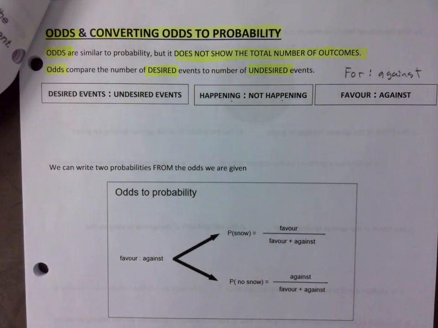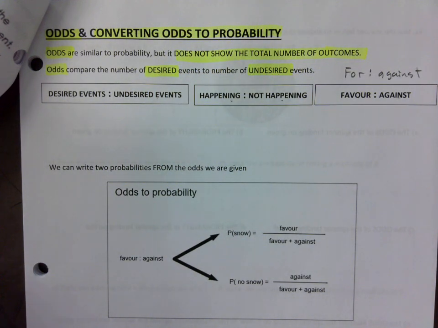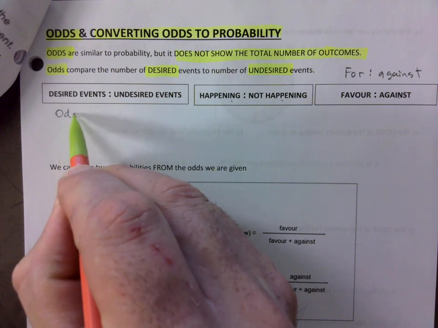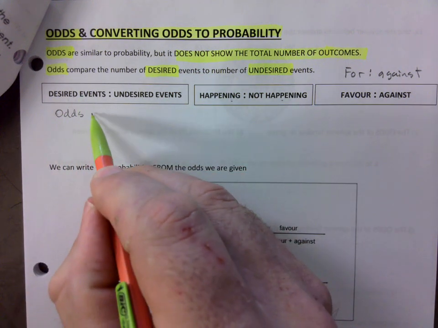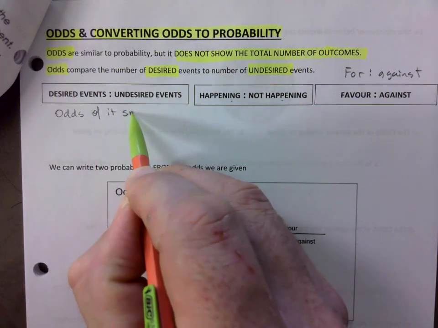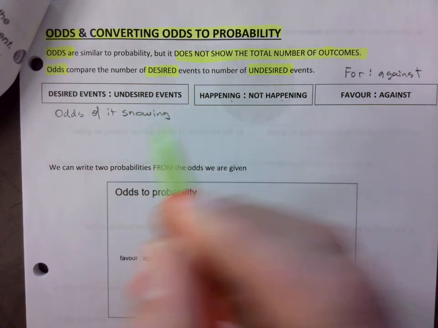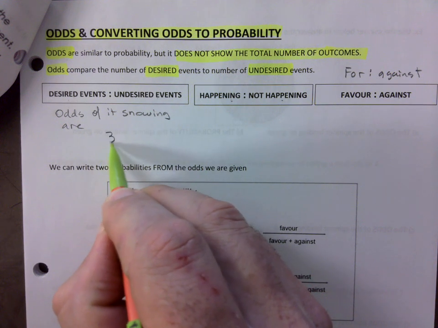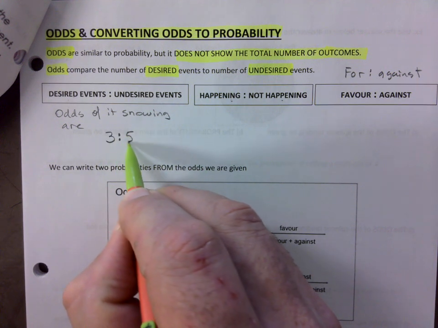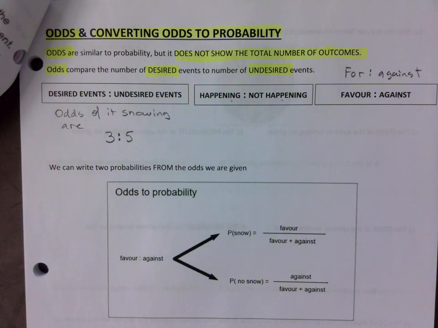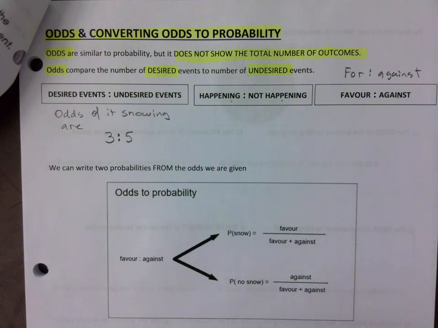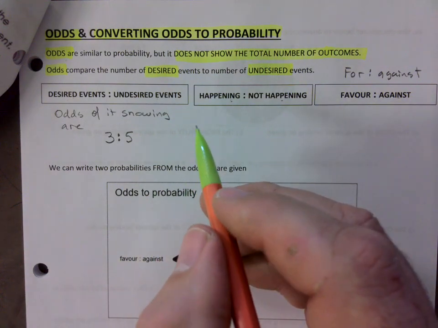So what you need to remember, I'll just give you a small example that you can wrap your head around. Okay? Let's say it says the odds of it snowing are 3 to 5. Okay, you just see the odds like that. You should know they are odds because of the colon here. Okay, so 3 to 5. What is that saying? Okay, what does this mean?